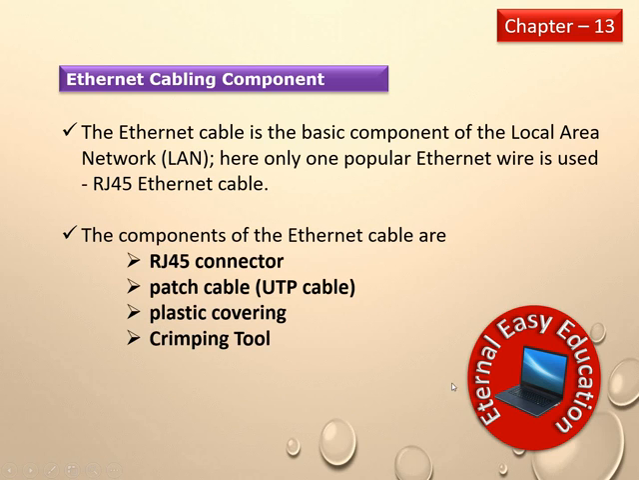So what are the components? The Ethernet cable is the basic component of LAN, that is local area network. Based on this only, the computers are connected in the network. Here only one popular Ethernet wire is used as RJ45 Ethernet cable. The components are RJ45 connector, patch cable, plastic covering and crimping tool.